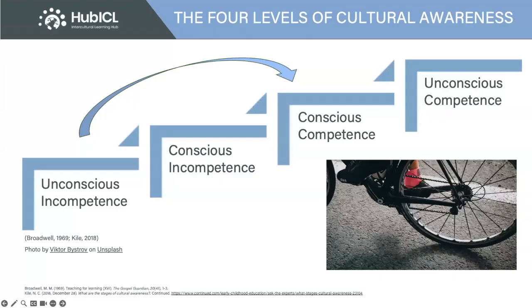So if we think about riding a bicycle, we could learn the physics of balancing a bike and balancing on the bike, but that won't mean that we can just hop on and take right off. It is a stage-based process, so you can't skip that second stage of the 4 levels of cultural awareness of conscious incompetence.